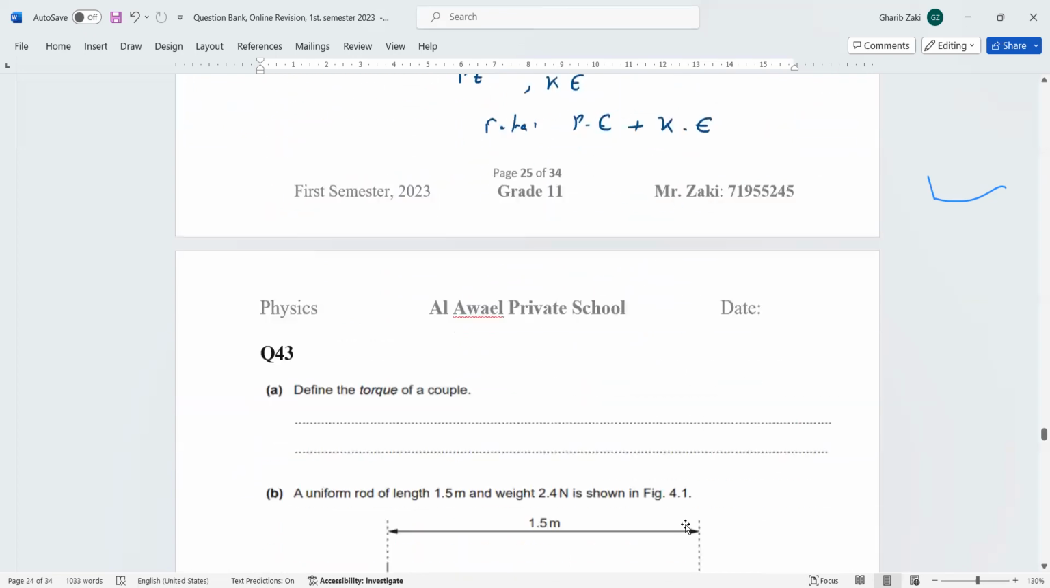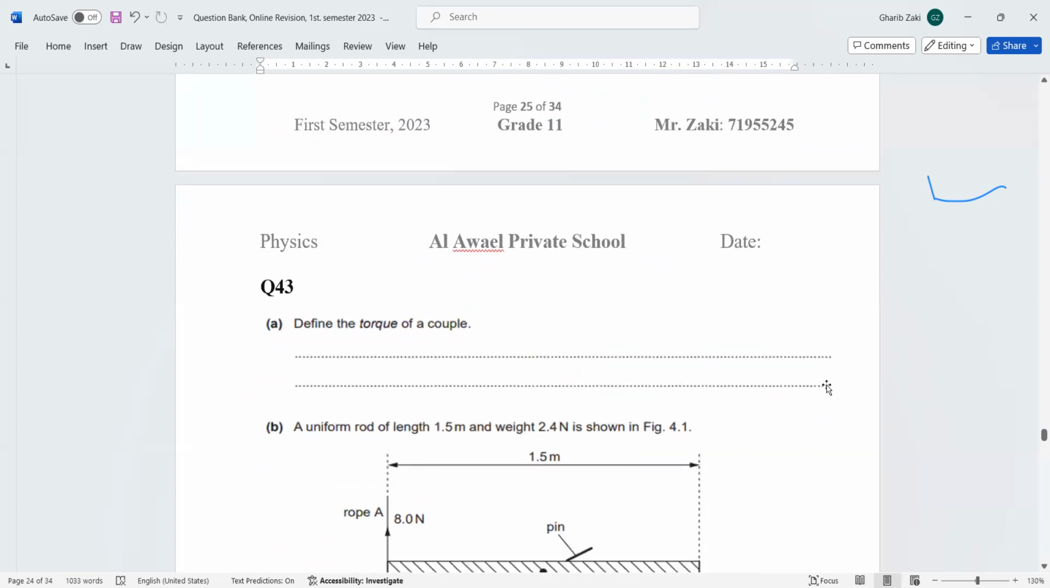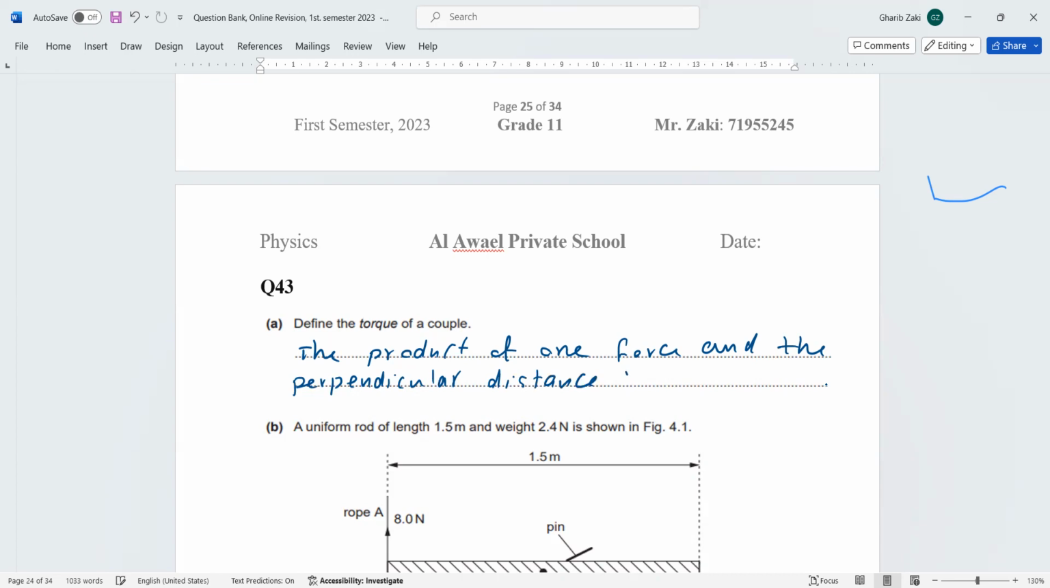Next question. Define the torque of a couple. It is the product of one force and the perpendicular distance between the forces.